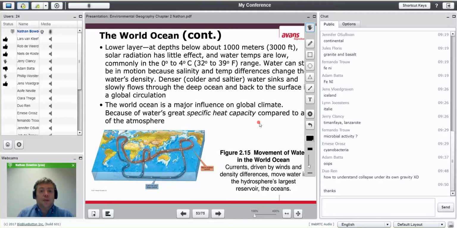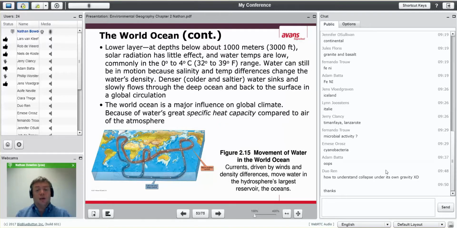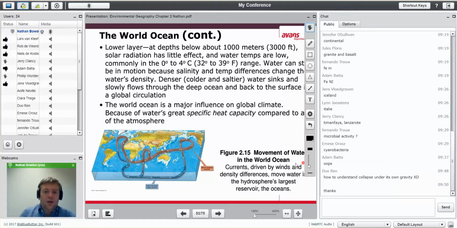In the lower layer, at depths below 1,000 meters, solar radiation has very little effect, and the water temperatures are very low, between 0 and 4 degrees Celsius, and water can still be in motion because of salinity. Salty water is more dense, and therefore it remains liquid at 0 degrees Celsius. It sinks, obviously, and has a major influence on global climate because of specific heat compared to the atmosphere.